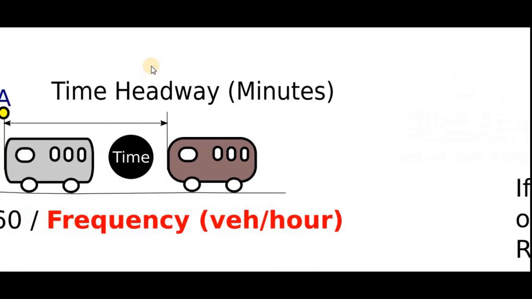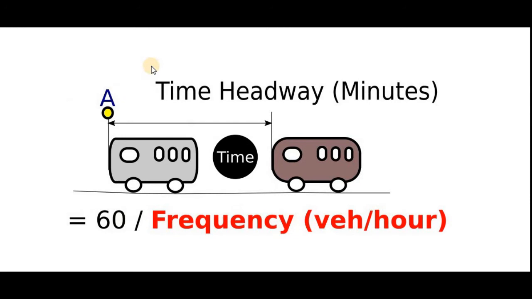And that means my frequency is what? 6 vehicles per hour, and my time headway becomes 60 by 6, 10 minutes. So every 10 minutes, a bus passes through this point, and the frequency of that is 6 vehicles per hour.